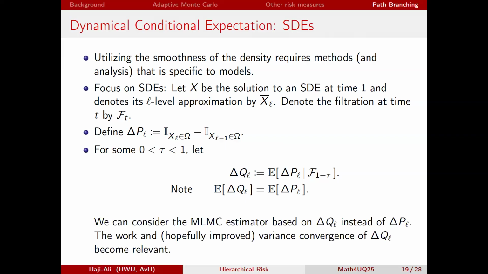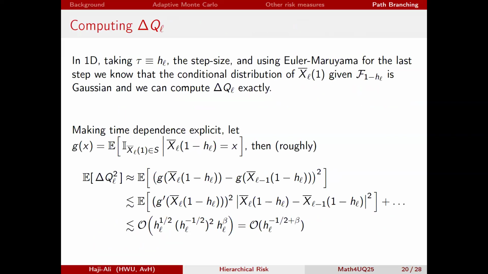However, hopefully it will have the same kind of work as delta PL and improved variance convergence, because this one is integrating the discontinuity. So that's the key point. And in fact, if I take tau to be HL, where HL is the time stepping in my underlying numerical scheme, so I go all the way up to 1 minus HL at the end.